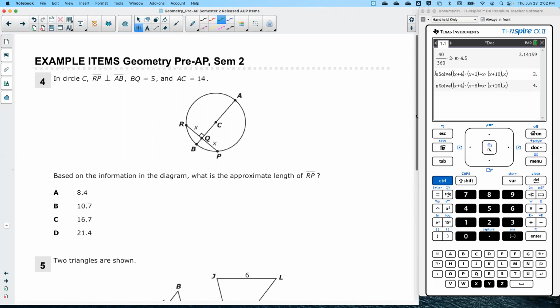Number 4. Here we go. Encircle C. Here's some stuff we learned today. It says RP is, what does that symbol mean right there? Looks like a T. Perpendicular. BQ is 5, AC is 14. That distance from here to here is 14. And DQ is 5.